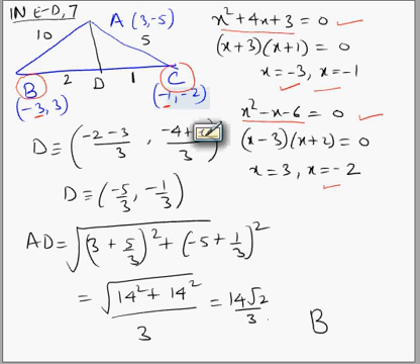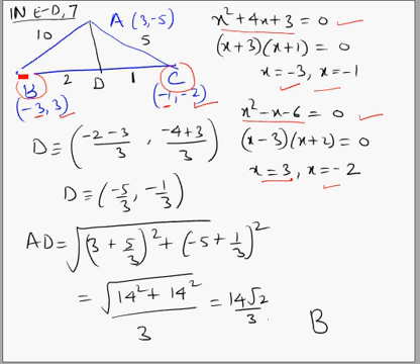Similarly, it is mentioned in the question that among the y coordinates, the y coordinate of point B is greater than the y coordinate of point C. Greater is for B and lesser is for C. So the greater one is 3, so 3 is the y coordinate of B and minus 2 is the y coordinate of C. So this is how we got the coordinates of B and C.